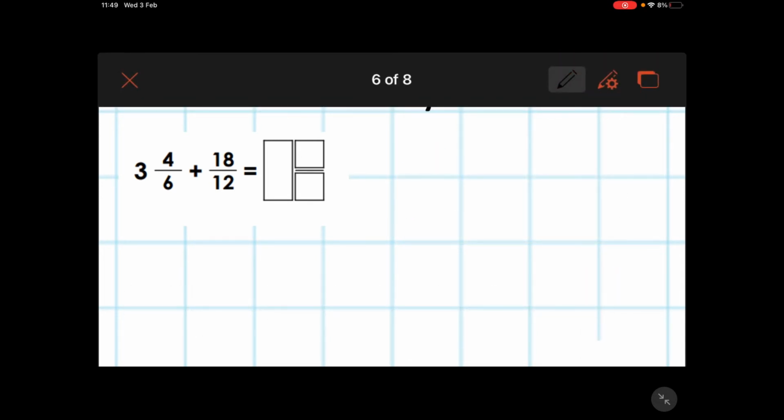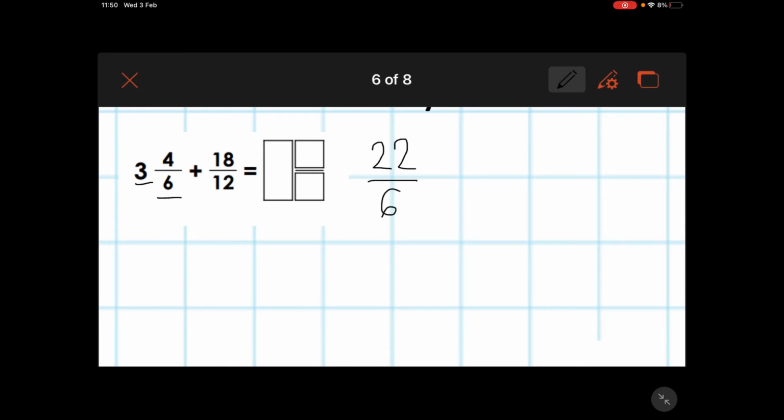Now that you've had an opportunity to practice some of the skills that we've learnt in the video, let's go through question number 1. So we had 3 wholes and 4/6 add 18/12. Now if I have a look at my denominator, it is 6, and I have 3 wholes. I have 3 lots of 6. 6, 12, 18, and then I need to add the numerator. 18 add 4. Well, I know that is 22, with 6 as the denominator.